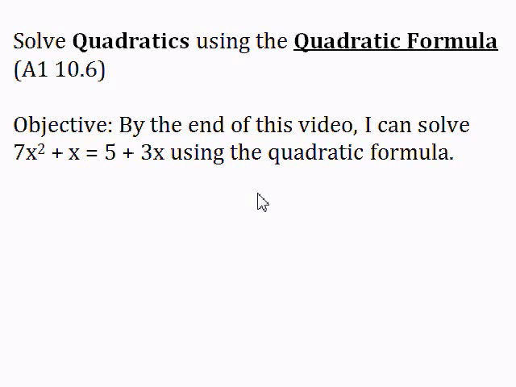Hello, welcome back. Today we're going to be solving quadratic equations using the quadratic formula. The objective is that by the end of this video, you should be able to solve an equation that looks like this using, again, something called the quadratic formula.